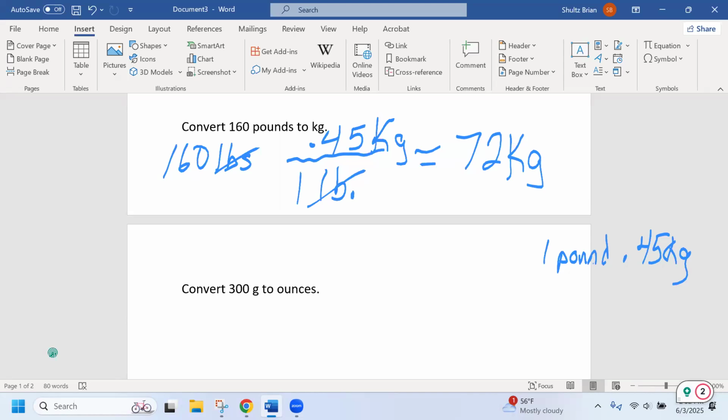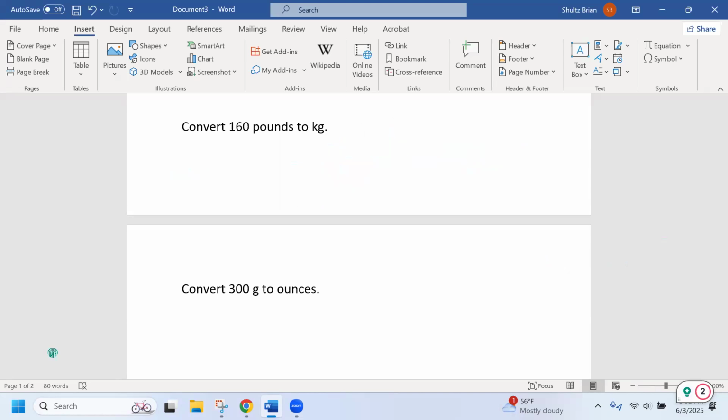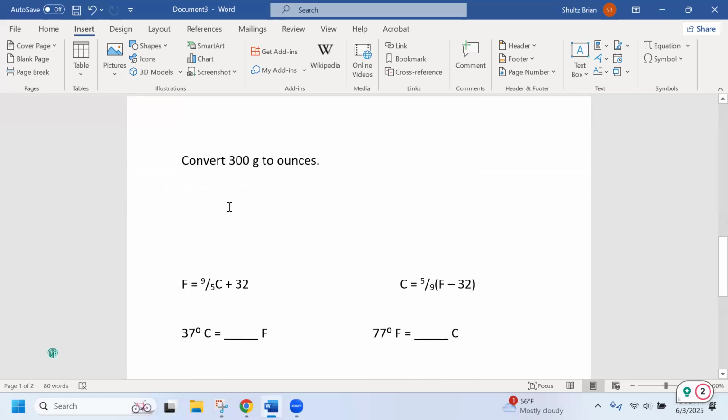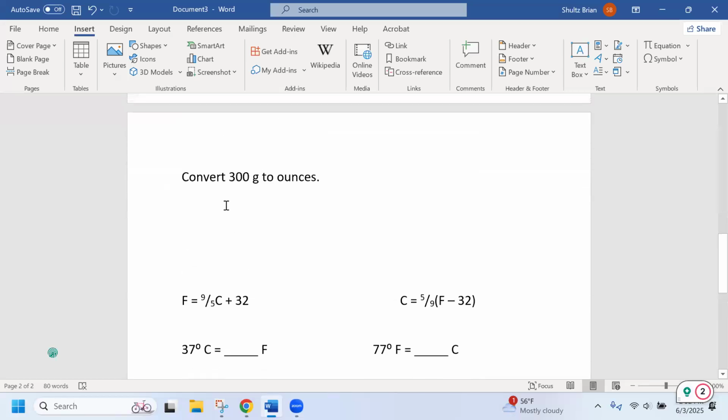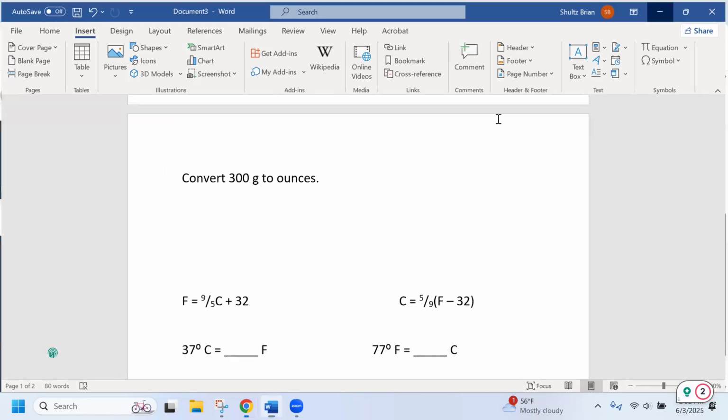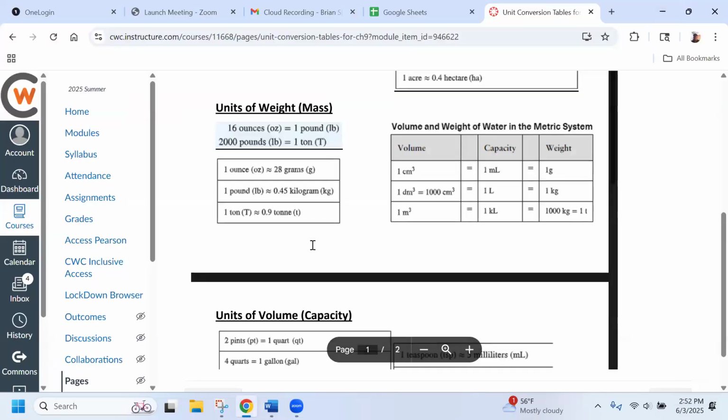And the next one, convert 300 grams to ounces. If I'm going to change 300 grams to ounces, I'm going to use my little table again. I've got a conversion on here that changes grams to ounces: 1 ounce equals 28 grams.